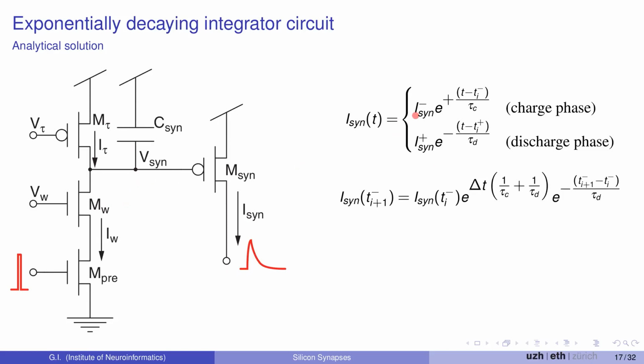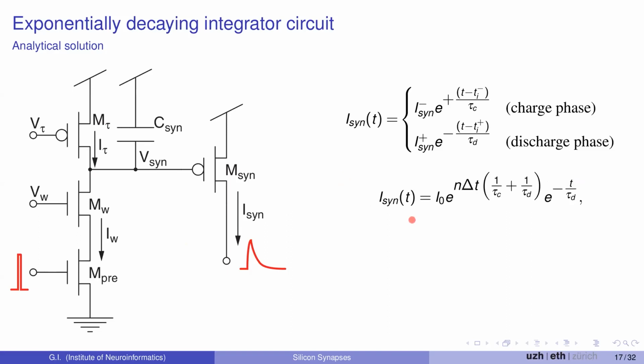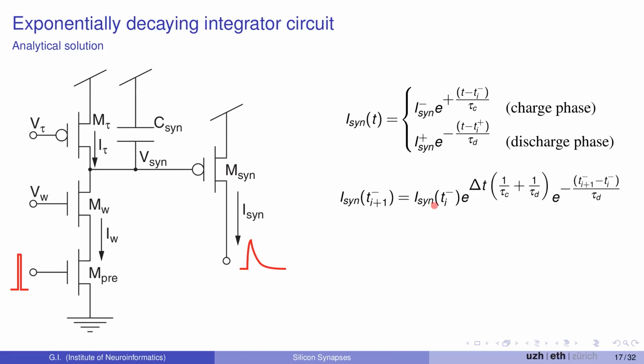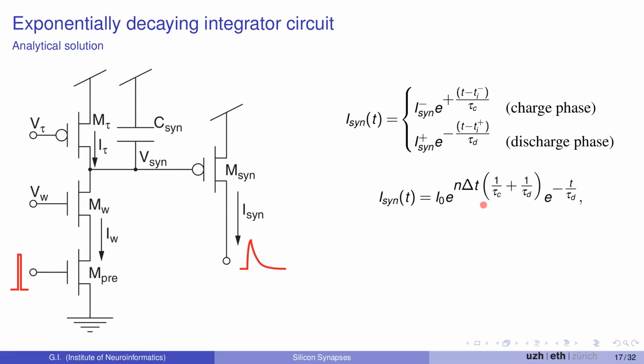Now, if we write these formulas and we take into account what is the delta T, and what is the value of the IW current and the I tau current, we can derive this equation here. This is the current at time I plus 1 at the beginning of the pulse. So if we just take the difference between these two currents, we can then get to this equation here, where n is just the number of pulses that we have, and the delta t is the duration of the pulse.